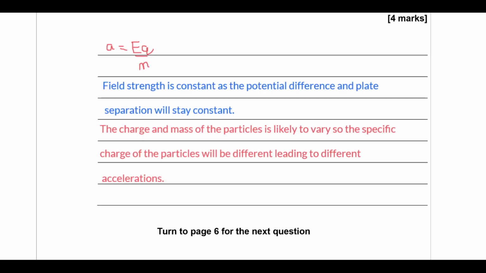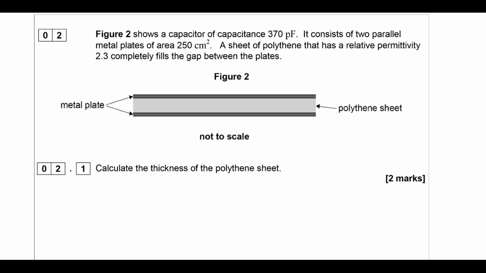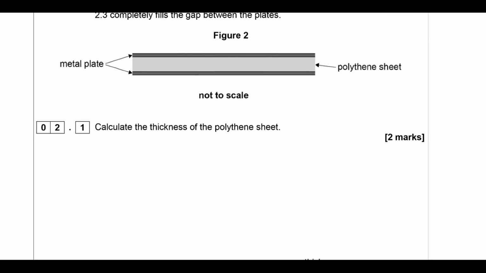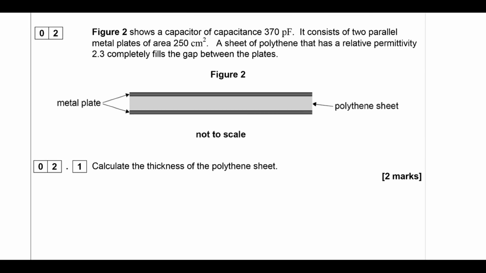Okay, so that finishes question 1. Let's move on to question 2. In this question we're going to be looking at some capacitors, so continuing looking at uniform electric fields. We've got plates of an area 250 centimeters squared, and a relative permittivity of 2.3 for the dielectric between the plates. Calculate the thickness of the polyethylene sheet.